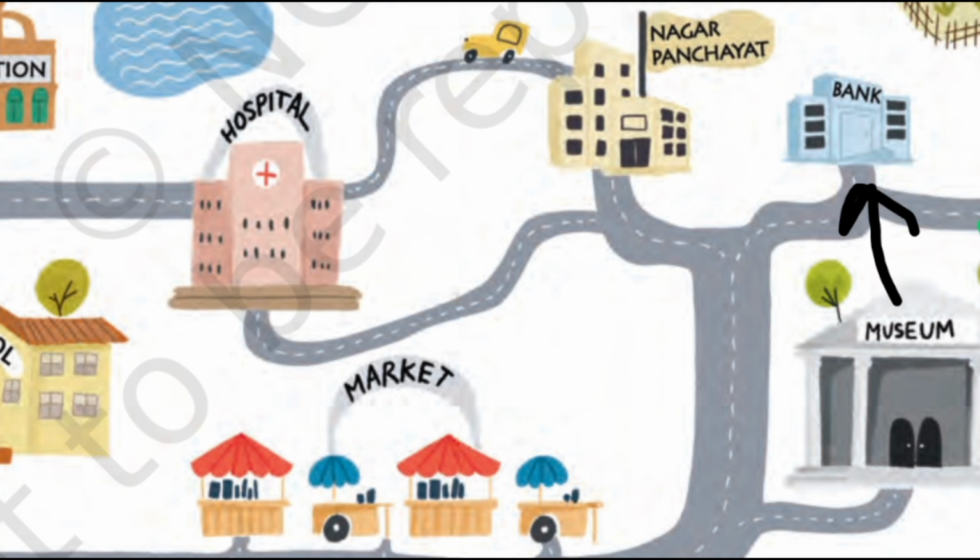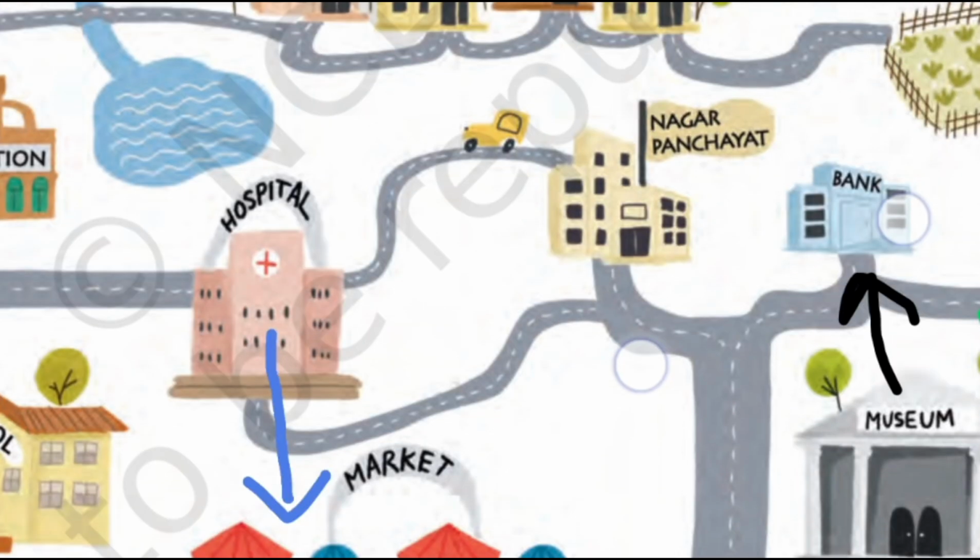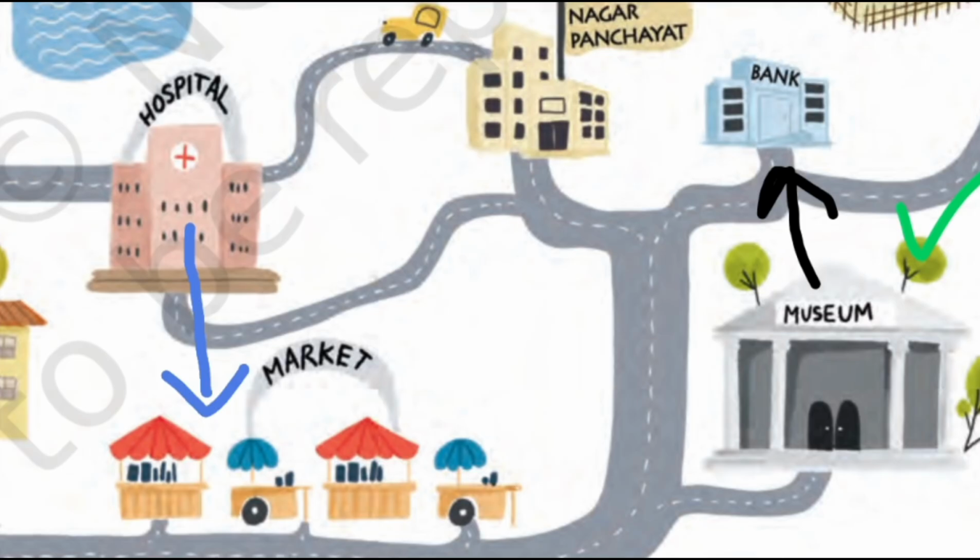In the earlier case we found the direction of the market with respect to the hospital. At that time we drew the arrow from the hospital towards the market, isn't it? Then we said that the market is on the southern side. Southern side means that arrow is pointing downward. So downward means what? Downward means south. That market is on the southern side of the hospital.